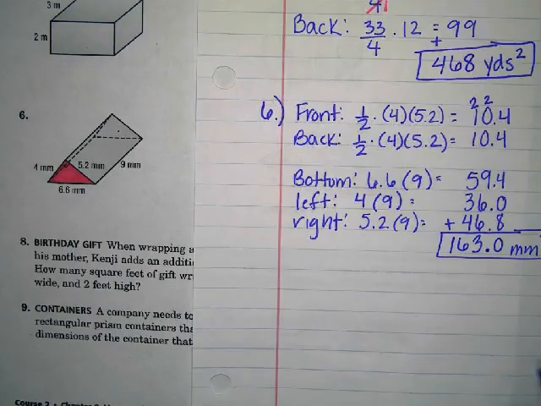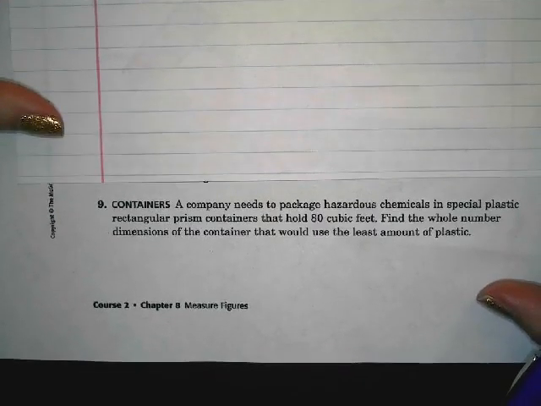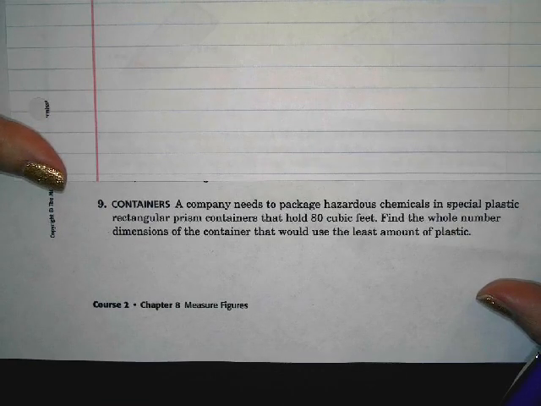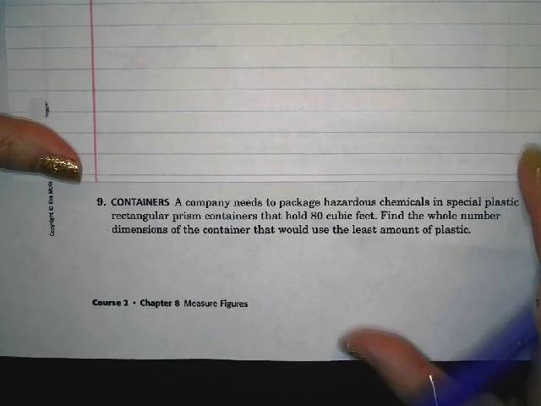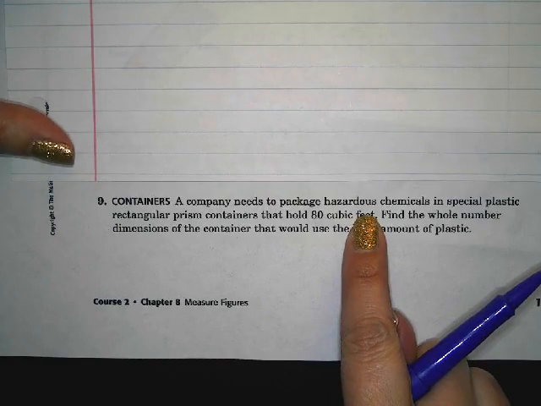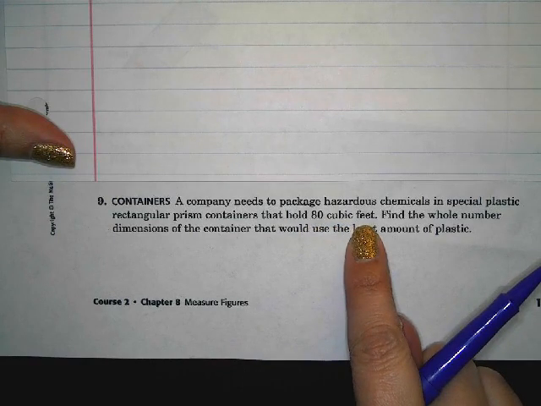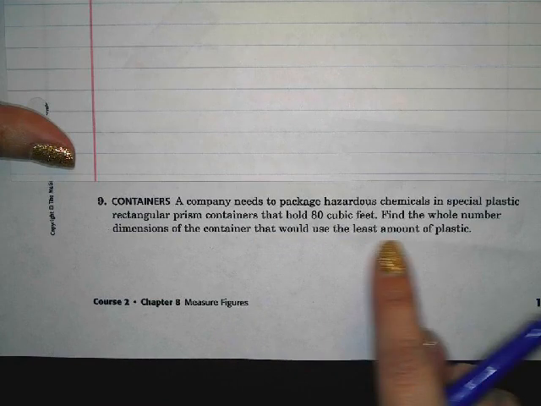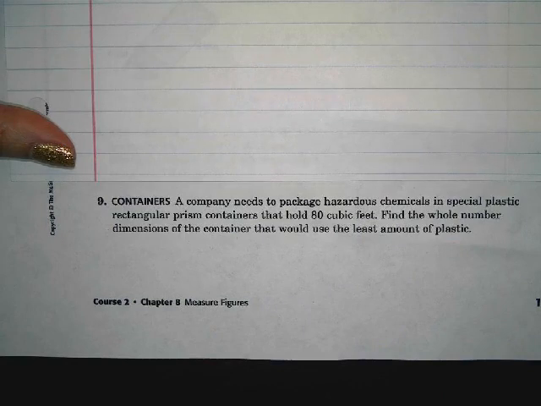Now we're going to look at number 9. Number 9 is a word problem, but it has volume in it, which we're learning tomorrow, so we haven't learned that part. So I'm going to do the first part of it for you, and then we'll do the surface area together. So it says a company needs to package hazardous chemicals in a special plastic rectangular prism container that holds 80 cubic feet. So it's giving us how much the container holds, not what the surface area is. But we want to find a whole number of dimensions of the container that would use the least amount of plastic. So at the end, we want to find what the surface area is going to be.